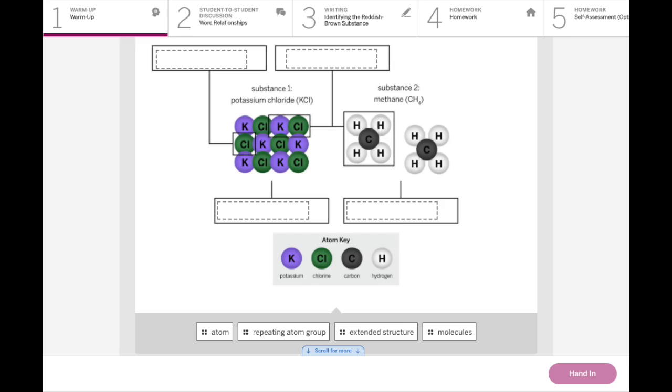As you'll see in this picture, we're going to look at the warm-up where you are identifying what is an atom, what is a repeating atom group, what is an extended structure, and what is a molecule. I think this was very confusing for lots of you, so if you did not get this correct on Amplify, I would love for you to go back, redo it, and turn it in again. But we're going to talk a little bit about it.